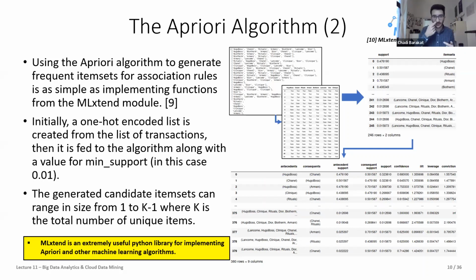That means several runs. In this case, I mentioned that it ranges from 1 to k minus 1, and k is the total number of unique items. So if you have 40,000 unique items, you have 40,000 to the power of 39,999 amount of information. Even if it's just zeros and ones, it's still going to be a massive amount of data. So you have to take advantage of the resources you have, but also you have to be smart about it.